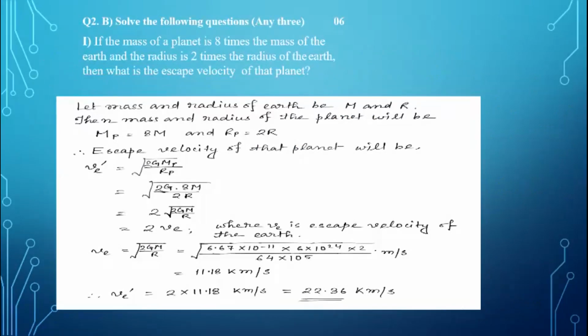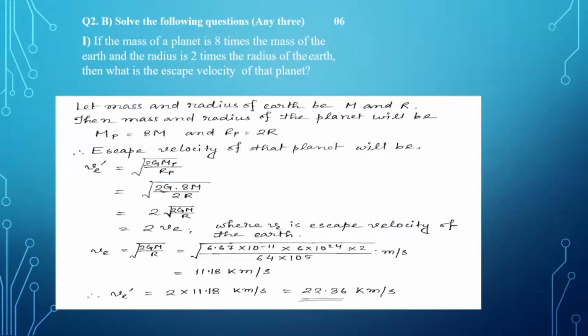Now, see students, next one, question number 1B. Here, students, you have to write any 3. Each consists of 2 marks, and question number 2 consists of 6 marks. Now, what was number 1? If the mass of the planet is 8 times the mass of the Earth, and the radius is 2 times the radius of the Earth, then what is the escape velocity of that planet? See, here we have considered one planet which has 8 times the mass of the Earth, and its radius is twice the radius of Earth. So what will be the escape velocity of that planet, which we have to calculate?